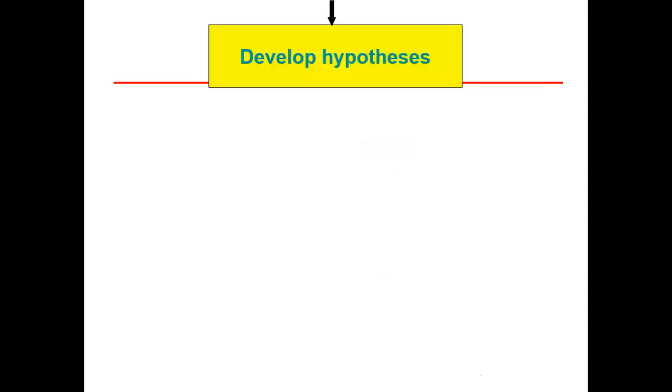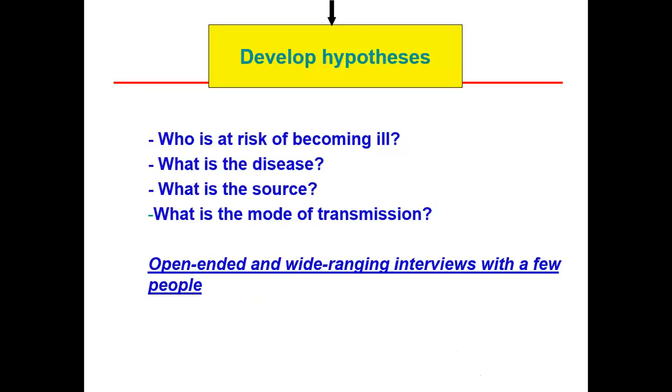All right, to make progress to the next one, you need to develop a hypothesis. A hypothesis is your best guess about what the risk factors are for the illness. What's going on? How are people getting ill? What is the thing that is promoting this epidemic? What's the mode of transmission and all of that?